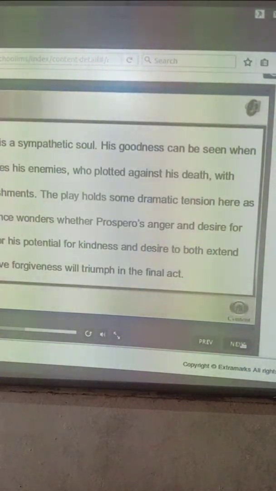Prospero is a sympathetic soul. His goodness can be seen when he punishes his enemies, who plotted against his death, with mild punishments. The play holds some dramatic tension here, as the audience wonders whether Prospero's anger and desire for revenge, or his potential for kindness and desire to both extend and receive forgiveness, will triumph in the final act.